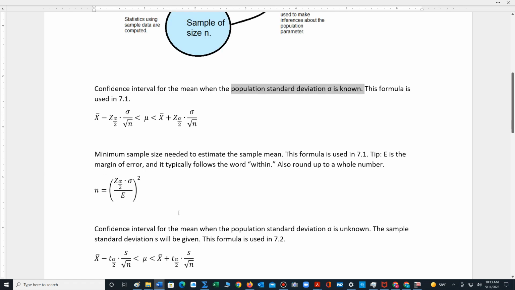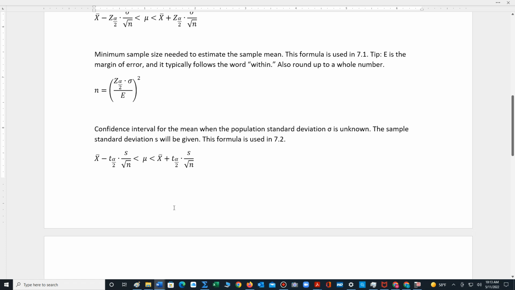Sometimes we have to estimate the sample size. To do so, we have to use this formula. n is z sub alpha over 2 times sigma divided by e. E is a given margin of error. It typically follows the words within. And don't forget to round up the final answer to a whole number.